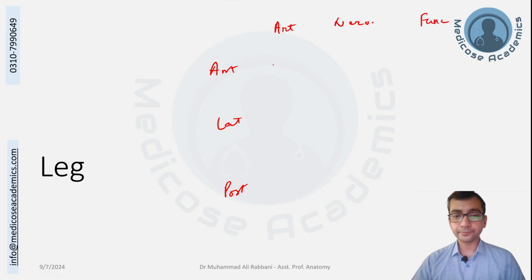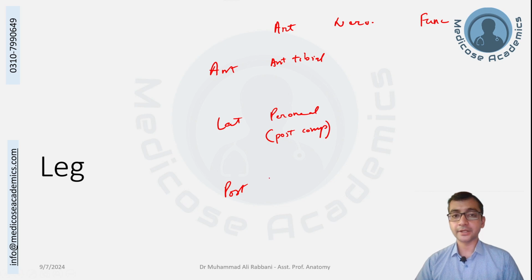That is the anterior tibial artery. Here the artery is the peroneal artery. By the way, it is a very interesting situation that the lateral compartment artery is actually present in the posterior compartment and sends its branches to the lateral compartment. The posterior compartment contains the posterior tibial artery.